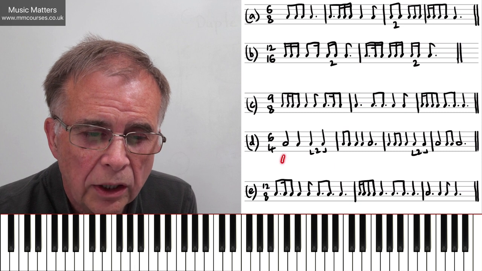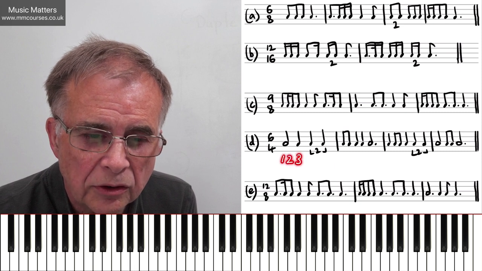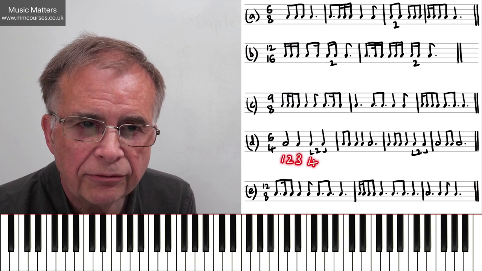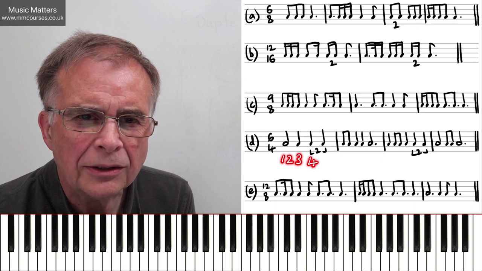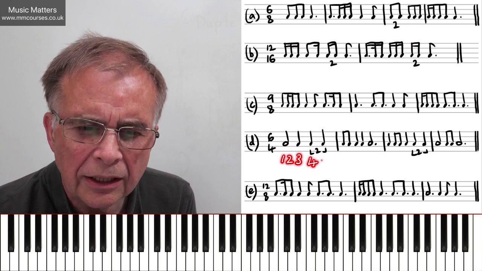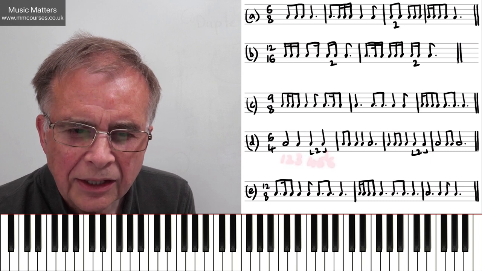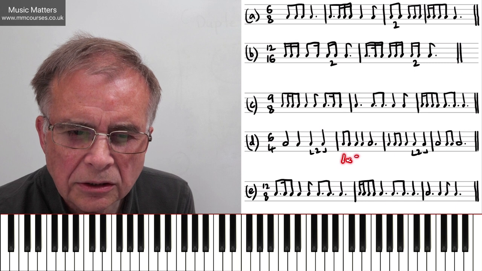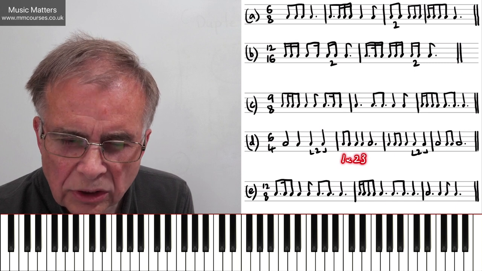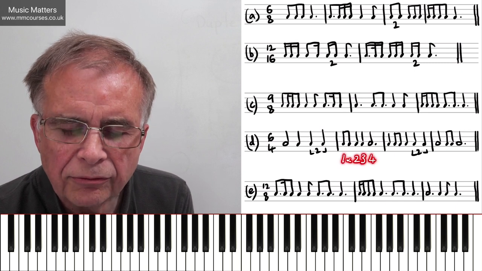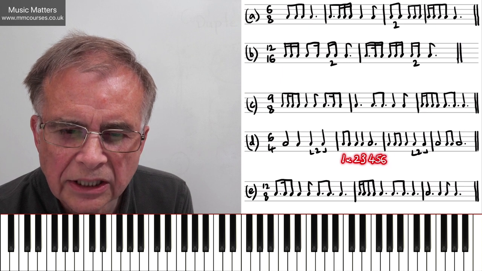So this starts on one, we hold it for two, the next note's on three, the next note's on four. Okay, now then, what are we doing here? We're going to go five. This is going to come between five and six. Then we're going to go one and two, three. Then this note's coming on four, we're holding on for five and six.